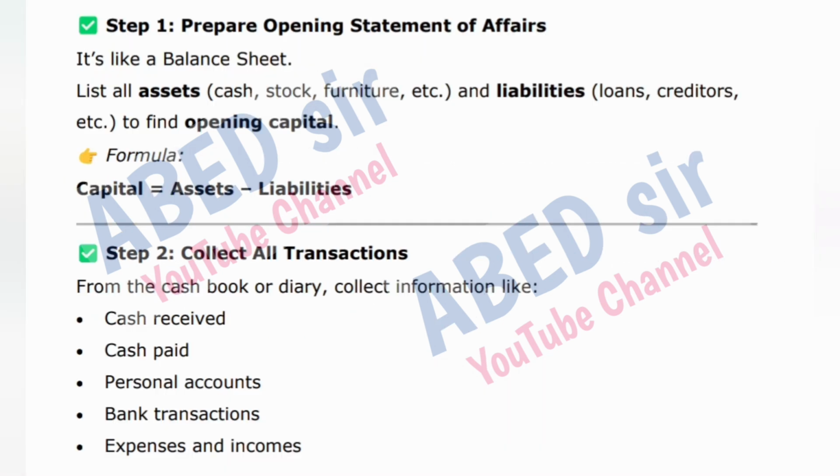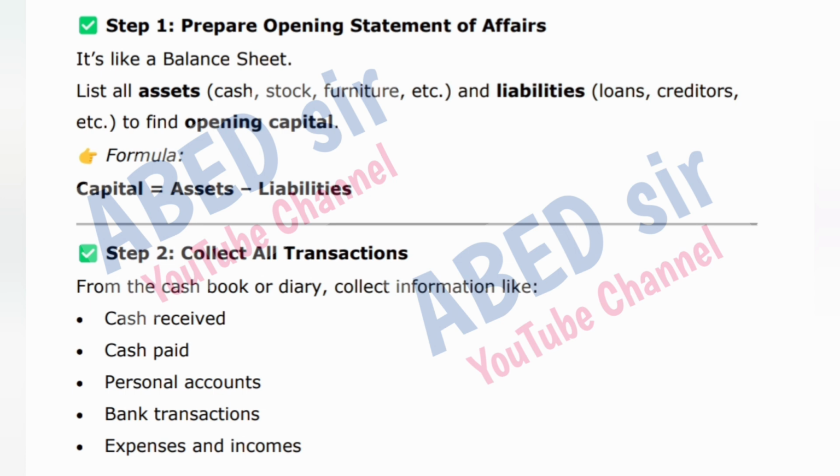Step 1. Prepare opening statement of affairs. It's like a balance sheet. List all assets, cash, stock, furniture, etc., and liabilities, loans, creditors, etc., to find opening capital. Formula: Capital is equal to assets minus liabilities.